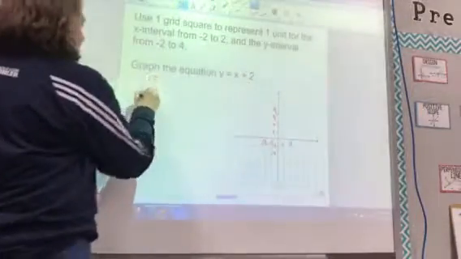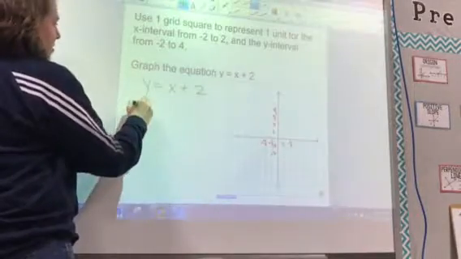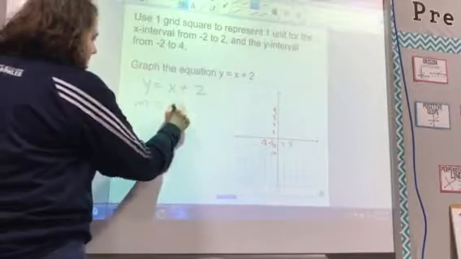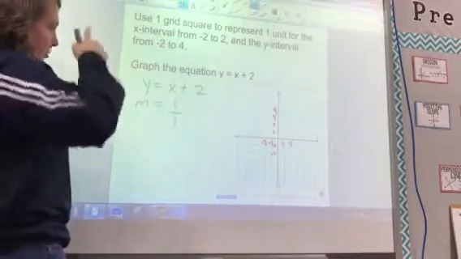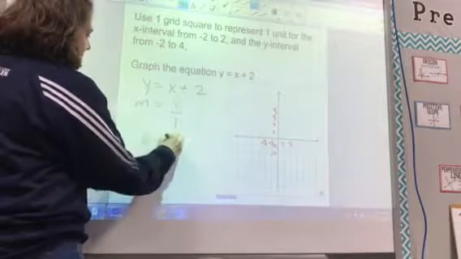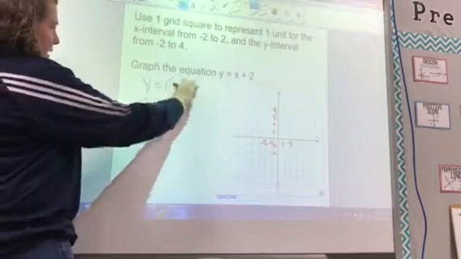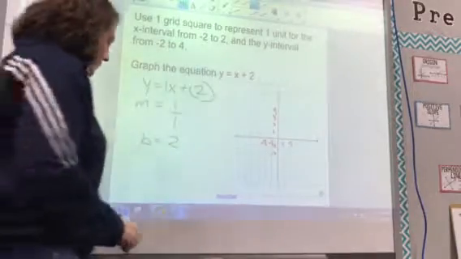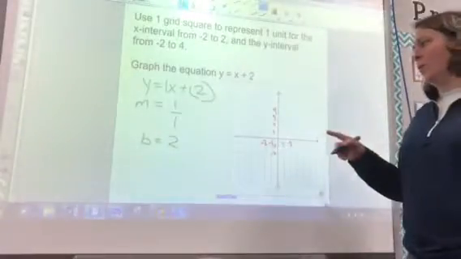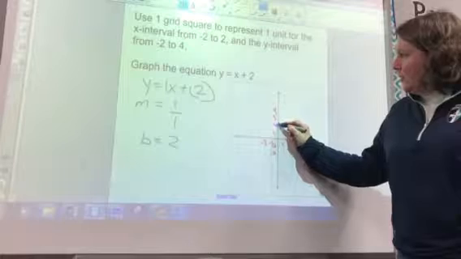My equation is in slope-intercept form. My slope is 1. I like to write it as a fraction, so I remember to do 2 directions, up or down, and then right or left. My y-intercept is 2. There's a 1 in front of your x, so you know it's a 1, and then this is your y-intercept. So first, I am going to find my y-intercept, 2. So I'm going to put a dot right there at 2.